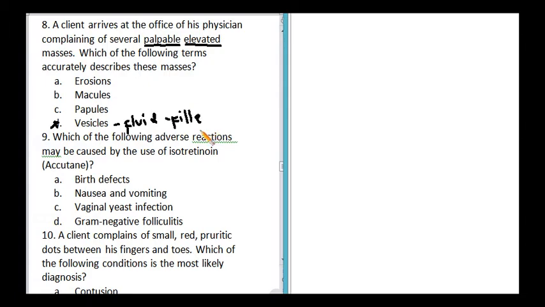Okay, so the situation is indicating a palpable and elevated mass. Let's try to eliminate A too, because erosion is defined as a loss of your epidermis layer. So that leaves us only two options. The answer here is letter C. Why? Because macules are skin lesions that are considered to be flat and not elevated. C is the answer.